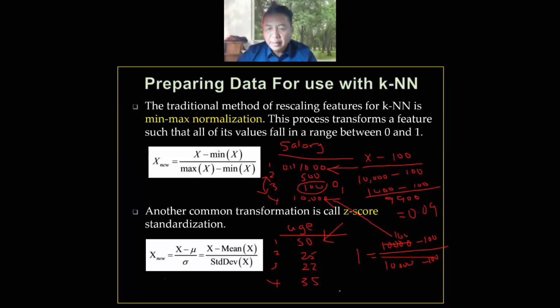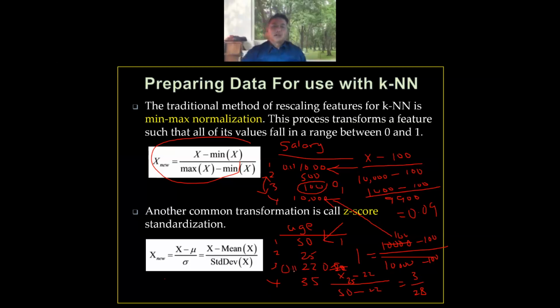You will perform similarly to this. For example, this one, maximum is 50, minimum is 22, and x is minus 22 in this formula. So for each of these values, you put 50 here, and then you get 1. If you put 22 here, this one will become 0. If you put 25, so 25 minus 22, you get 3 divided by 28. So this one will be 0.11. Okay, so that's how we use the min-max normalization.